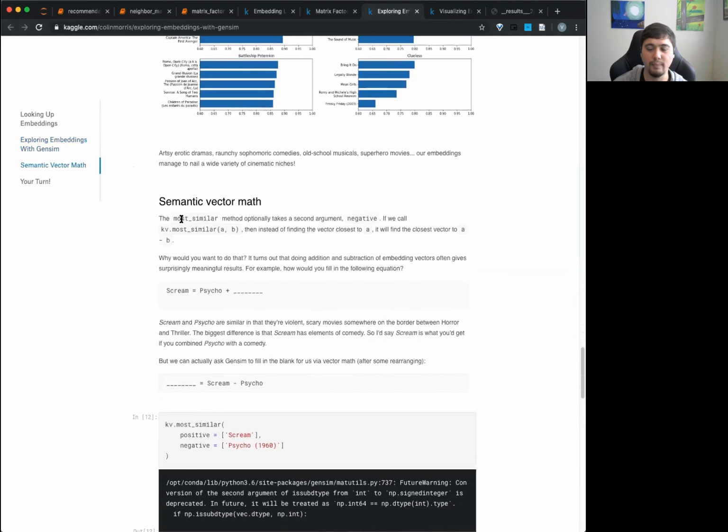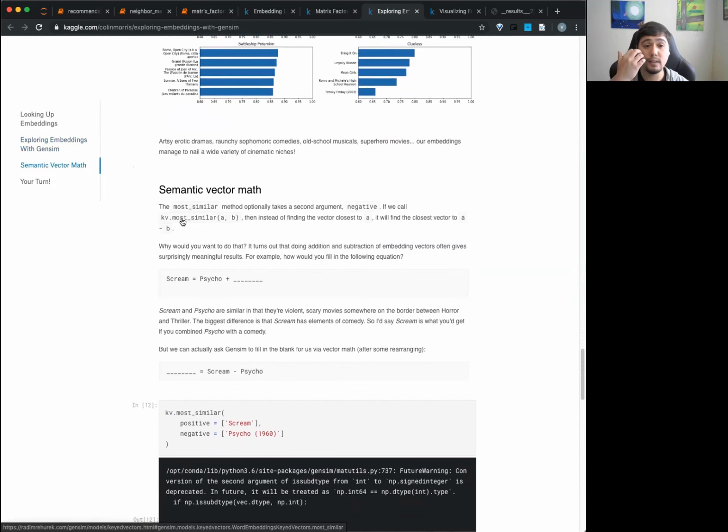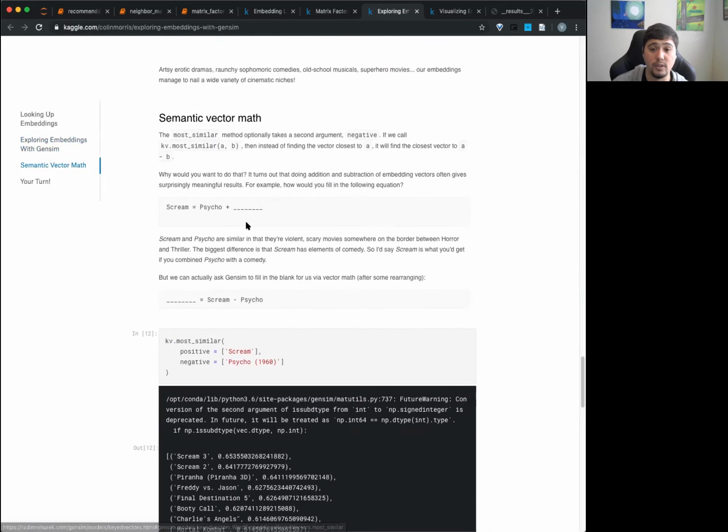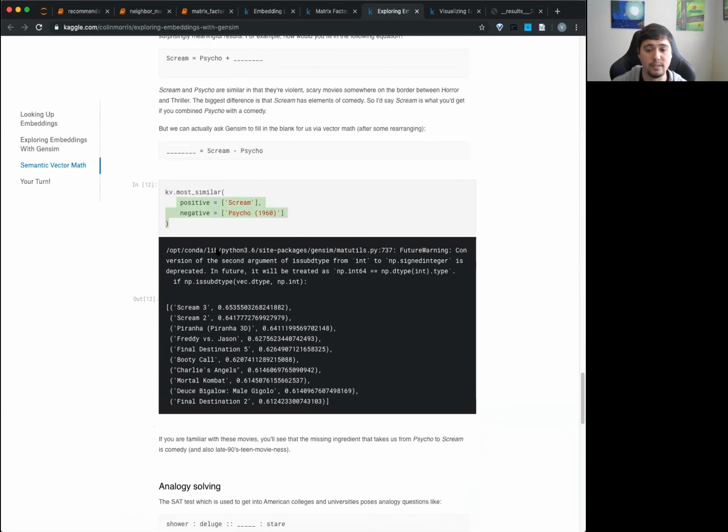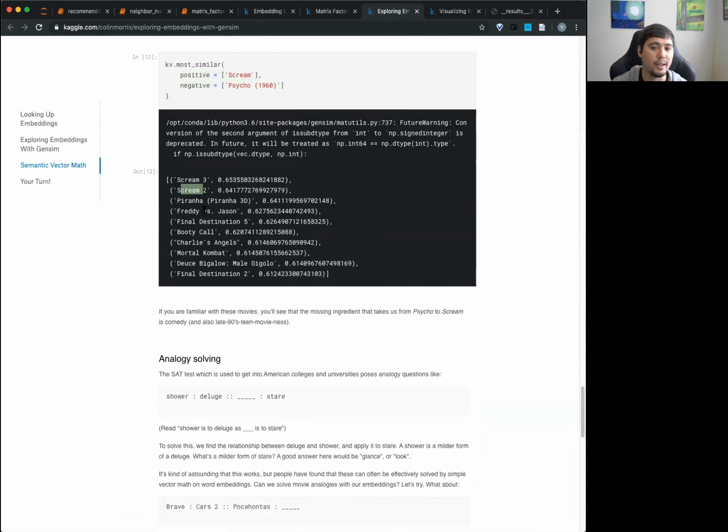There are some other kind of crazy things you can do. This is really similar to word embeddings, but it's done with movies that he tried out. Imagine the movie Scream is equal to Psycho plus something. The idea is, what's missing from Psycho, such that combining it with another movie would give you Scream? What's the difference between Scream and Psycho? Looking at the most similar movies, you get Scream 3, Scream 2, okay, duh. But then you see Piranha, Freddy vs. Jason, Final Destination, Booty Call, Charlie's Angels, Mortal Kombat, Deuce Bigalow, right?